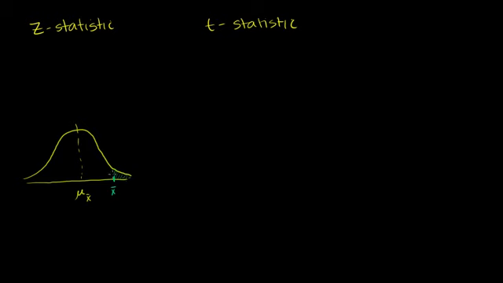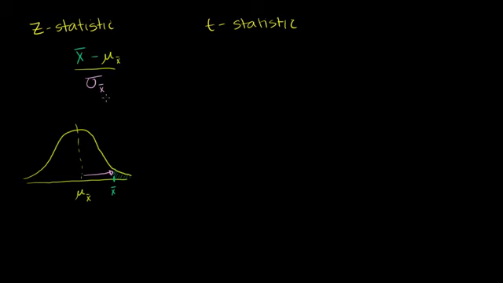And to do that, we've been figuring out how many standard deviations above the mean we actually are. The way we figure that out is we take our sample mean, we subtract from that what we assume the mean should be, or maybe we don't know what this is, and then we divide that by the standard deviation of the sampling distribution. This is how many standard deviations we are above the mean. That is that distance right over there.